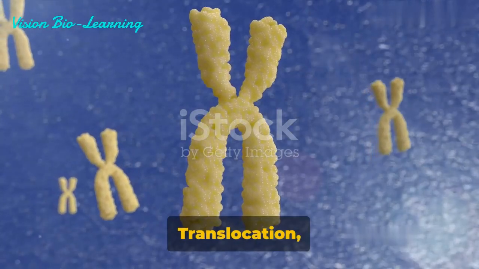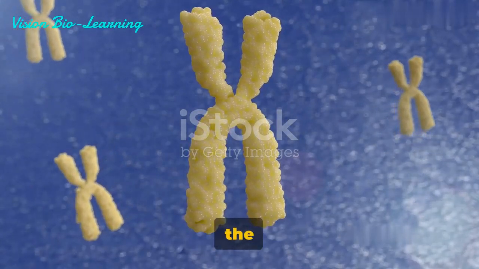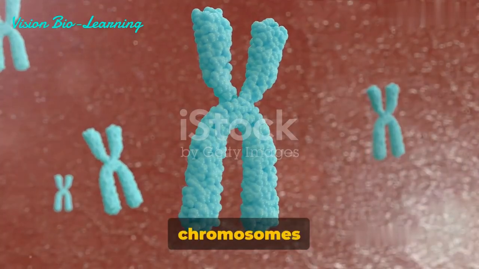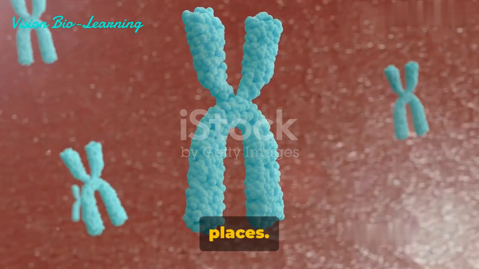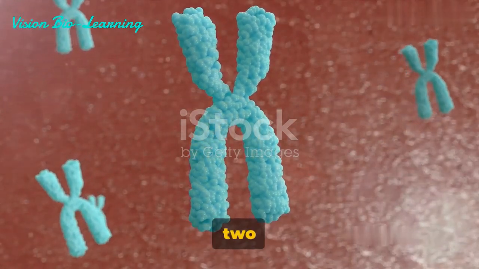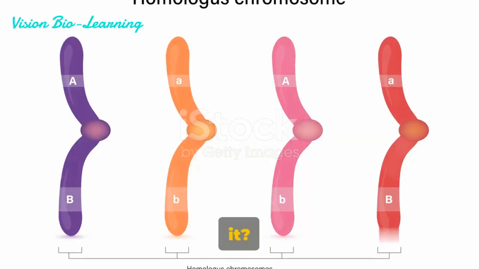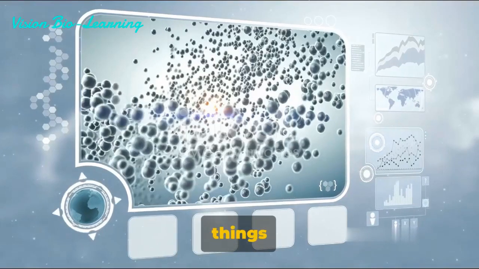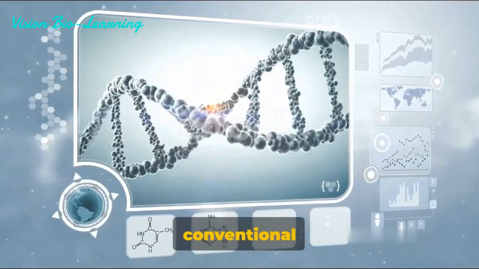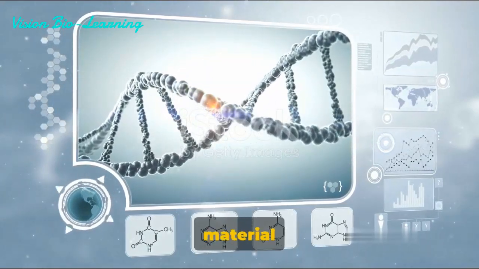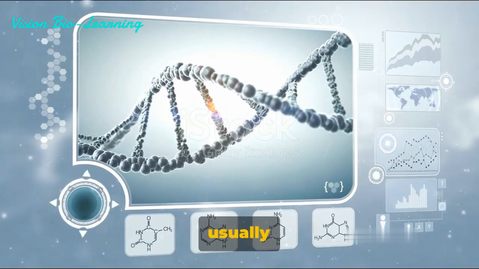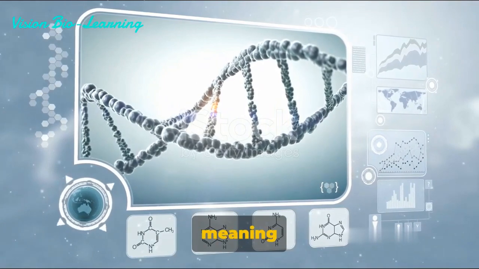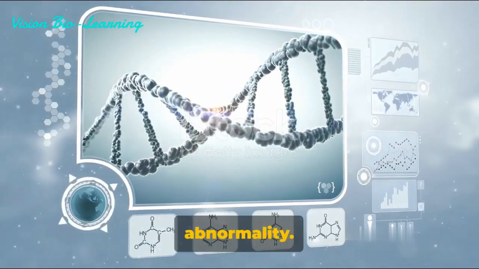Next up is translocation, a sort of exchange program at the chromosomal level. Here, parts of non-homologous chromosomes, or chromosomes that are not pairs, swap places. It's like swapping the chapters of two different books. Intriguing, isn't it? Then we have balanced translocation. Despite what the name might suggest, things are not always balanced in the conventional sense. Here, no genetic material is lost in the exchange. This usually results in a person who carries this being clinically asymptomatic, meaning they show no signs of the abnormality.